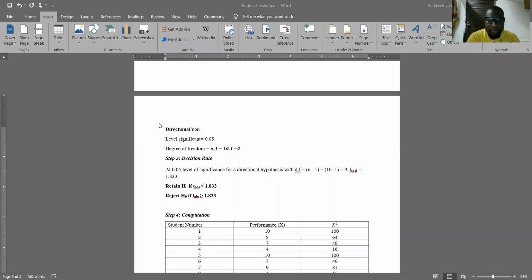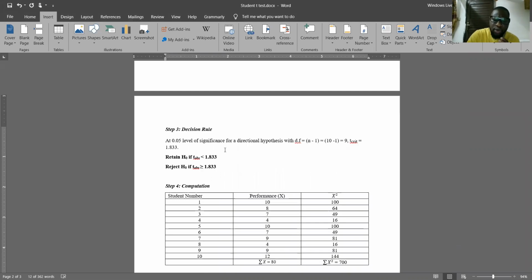So after you've been able to do this, you put this information, whether it is directional, the level of significance, and the degrees of freedom, in a statement form. When you are figuring it out, you just jot it within your question sheet. But when you are answering it in your answering sheet, you are supposed to put it in writing like this.